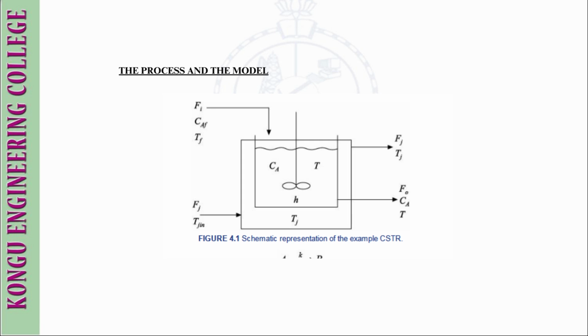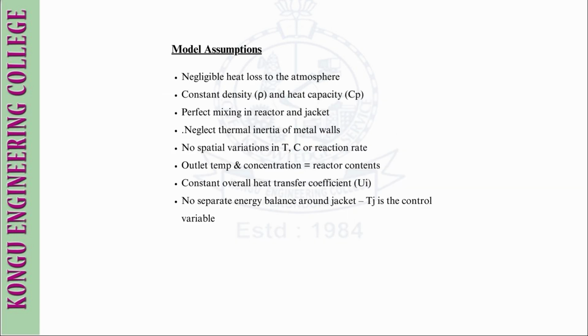This diagram sets the stage for deriving mass, component and energy balances, which we will do in the upcoming slides. Make sure to remember the terms Fi, CAF, CA, TF, T, Tj in and Tj because we will use them throughout the derivations. Before we jump into equations, let's clarify our assumptions. These simplify the real system to make the modeling manageable.